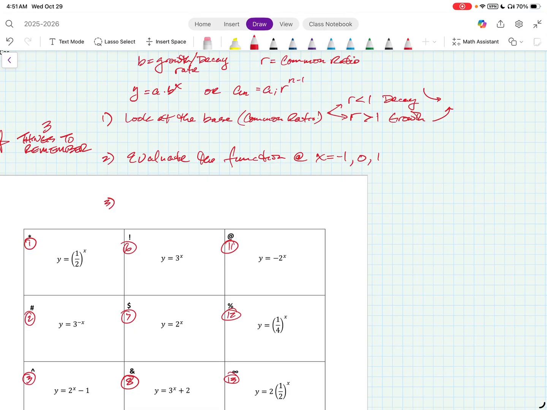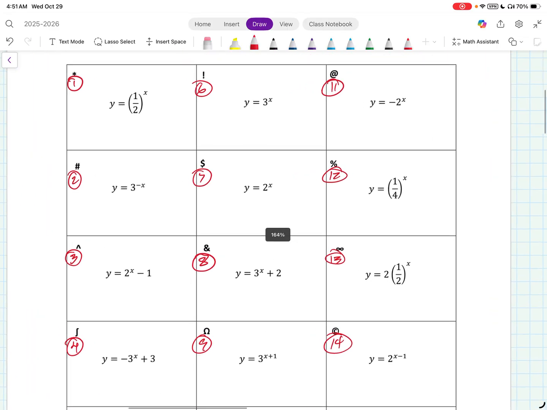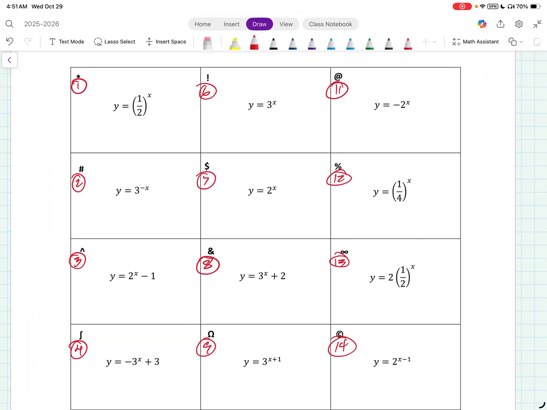And the next thing you need to do is look for reflections and shifts. And that comes from the prior unit, unit 3. So we know something about that, reflections and shifts. So keep those things in mind as we go through the activity. All right, so here we go.